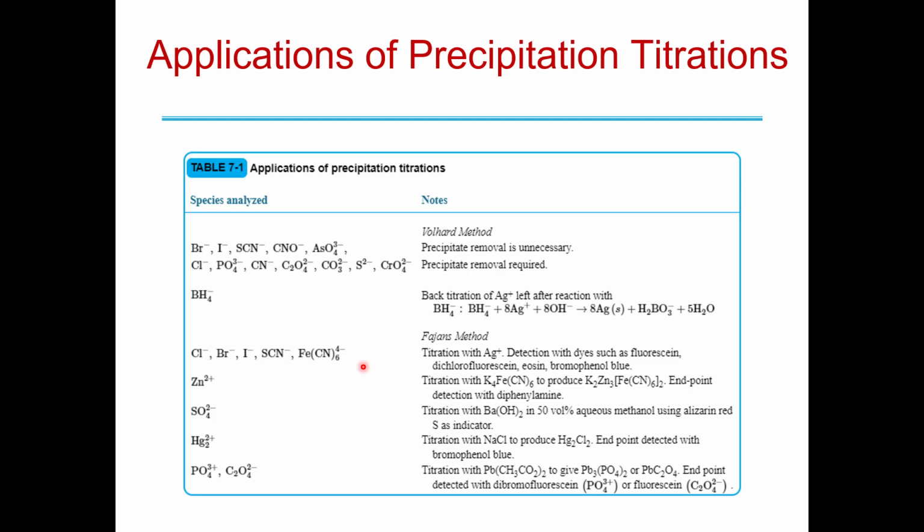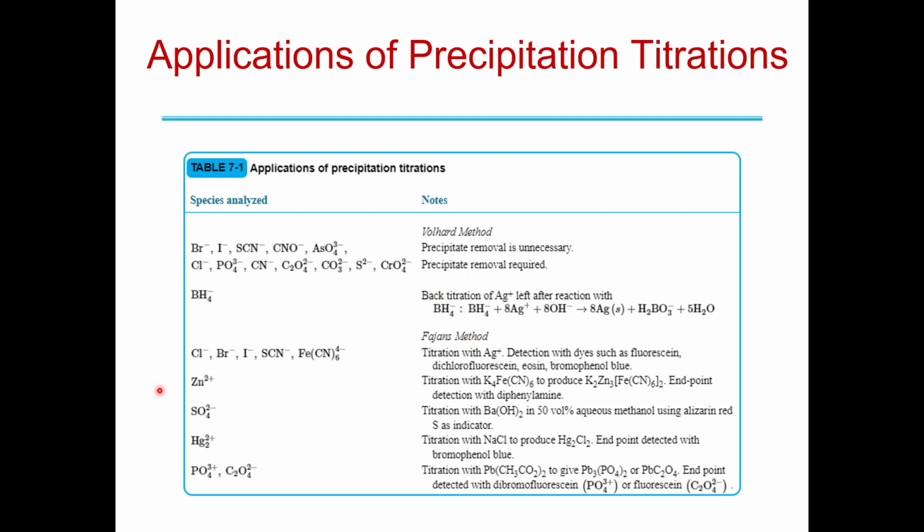So finally, let's just look at some applications of these two methods. The Volhard method shown here at the top is useful for determining the unknown concentrations of any of these ions in solution, depending on how you do the particular procedure. But basically variations on the Volhard method here can determine any of these ions. So if you have a large amount of these ions and you want to know how much of these are in solution, the Volhard method might be a go-to method for you.